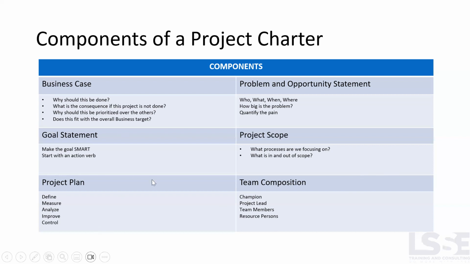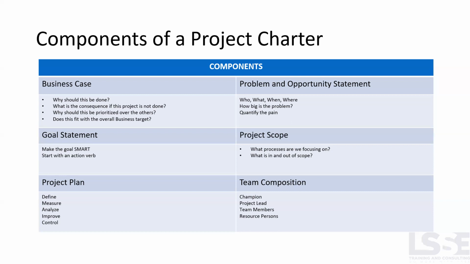And then the fifth one is the project plan. The project plan is where you put some timelines for when you want to achieve what, by which phase, by which date. It's divided into the 5 phases. When do you expect to finish the define phase? When do you expect to finish the measure phase, analyze, improve, and control?